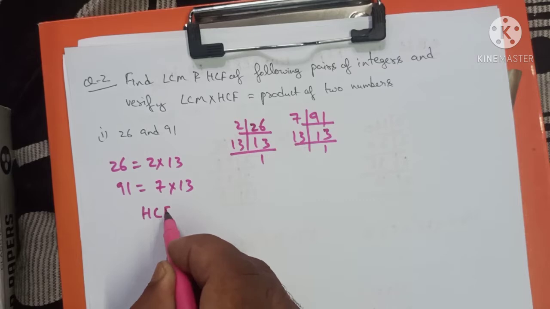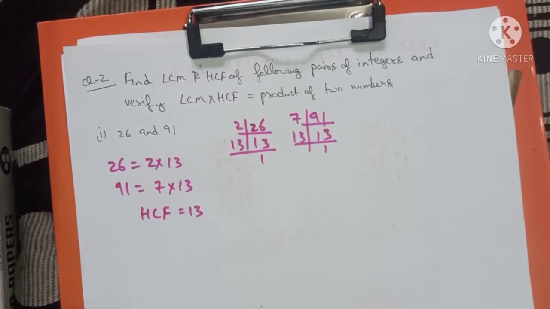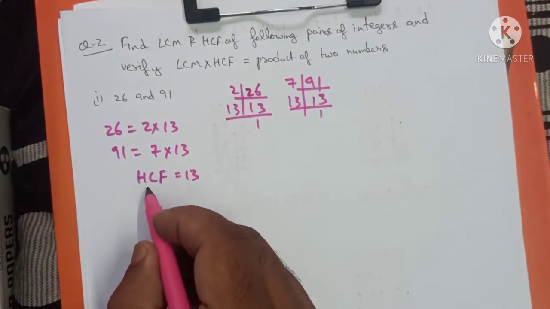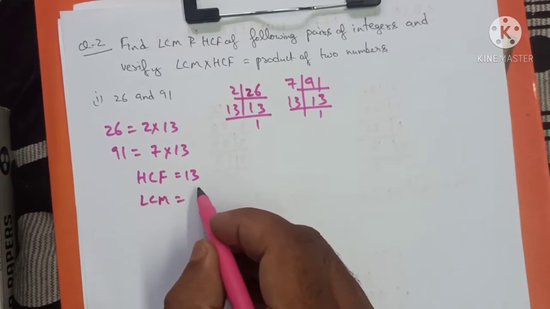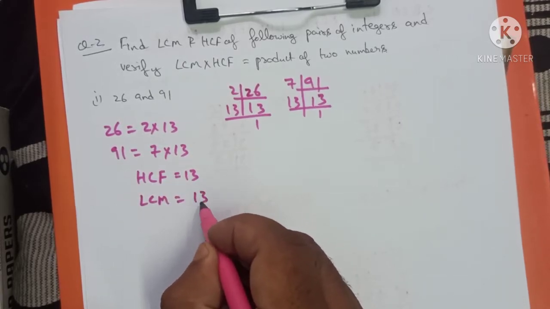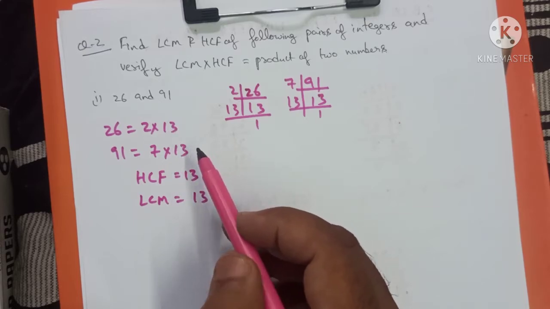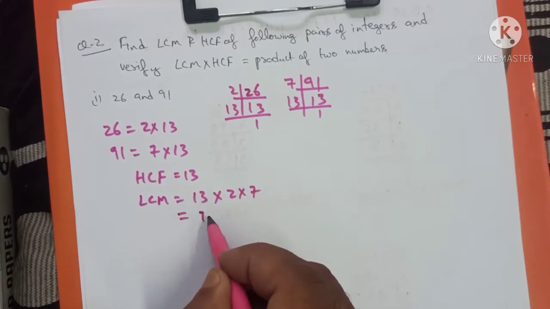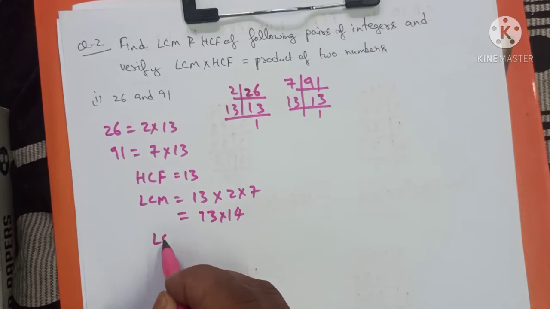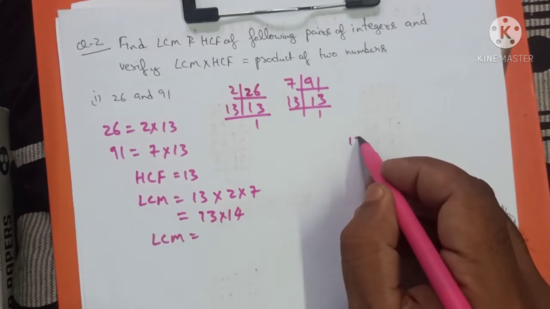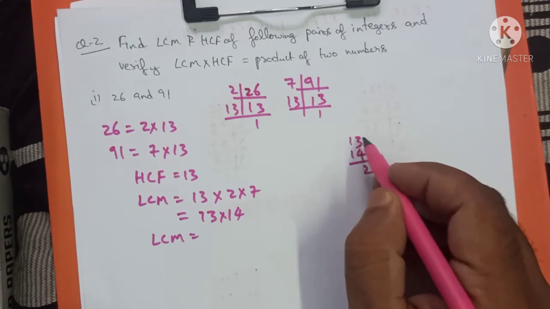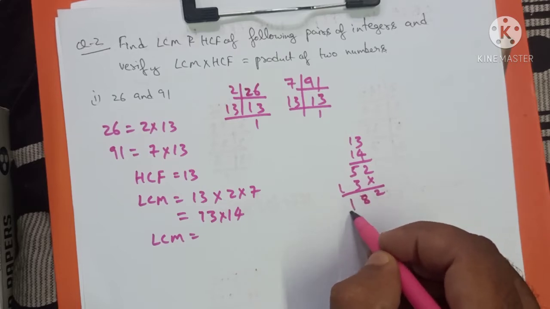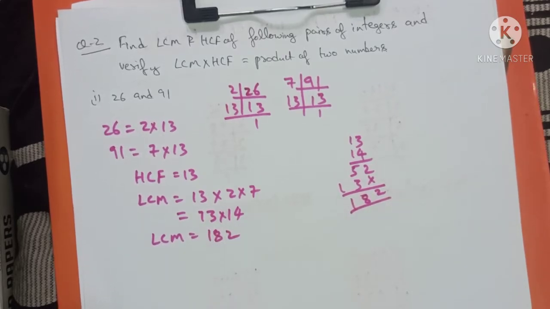So the highest common factor will be 13, because it is the common factor raised to its lowest power, and the LCM will be the common factor raised to its highest power. Its highest power is also 1 and lowest power also 1, into the non-common factors. So 13 into 14, that is 182. So LCM is coming out to be 182.